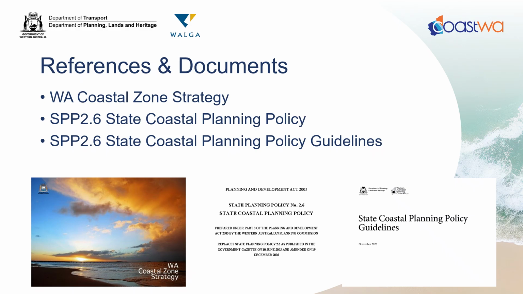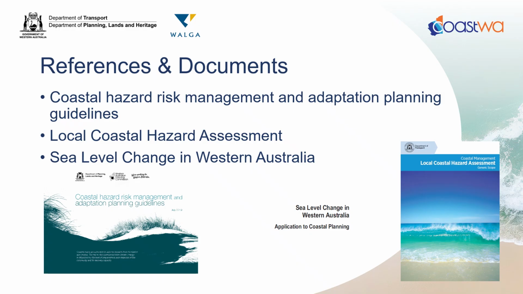There's a number of relevant references and documents which will be referred to today, and are useful reading and background. So there's the West Australian Coastal Zone Strategy, the State Planning Policy 2.6 State Coastal Planning Policy, and SPP 2.6 State Coastal Planning Policy Guidelines. There's the Coastal Hazard Risk Management and Adaptation Planning Guidelines, or the CHARMAP Guidelines, Local Coastal Hazard Assessment template, and the Sea Level Change in Western Australia document and the application to coastal planning. So if you're not familiar with any of these documents, I'd recommend at least having a flick through and familiarising yourself as I set out most of the framework for what we're going to be discussing today.